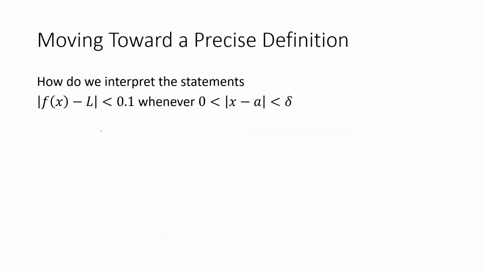And to start to think about the language that we're going to be using here, let's consider a statement like this. The absolute value of f of x minus L is less than 0.1 whenever the absolute value of x minus a is between 0 and delta. And this is the language that we're going to use to describe exactly what we were saying before. The distance between f of x and L we can express here by the absolute value of f of x minus L.